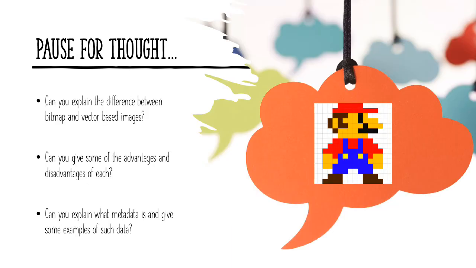Pause for thought. Again, before you move forward, make sure that you can explain to yourself the difference between bitmap images and vector-based images. Can you give some of the advantages and disadvantages of each? And can you explain what metadata is and give some examples of such data? If you're unsure, again, revisit the slides in this presentation, go through the content again, and make sure you understand it before you continue.